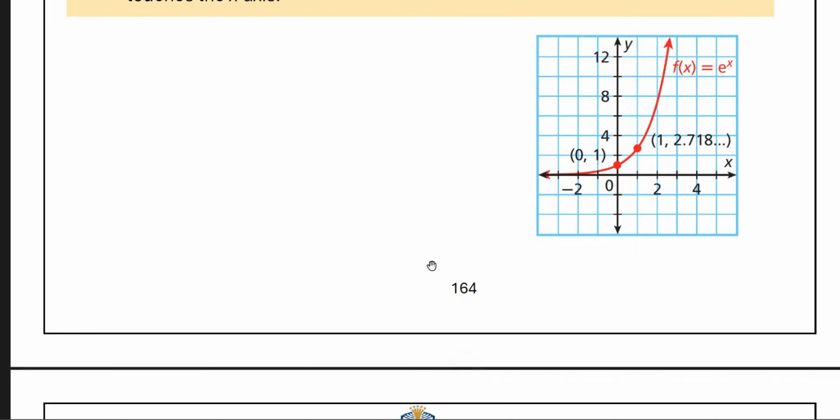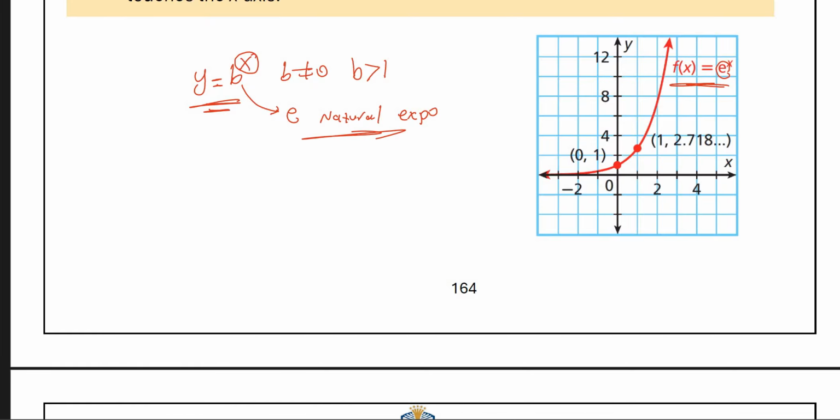Okay, this is the graph of e power x, the natural exponential. Why do we call it natural exponential? Because for the base b, if you remember, we learned y equals b power x when b is not 0 and b greater than 1. This is called an exponential function. Why exponential function? Because we have a variable in the power. But if you have the base e, then we call this one natural exponential.